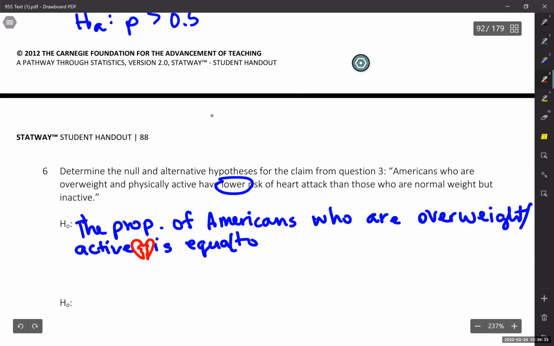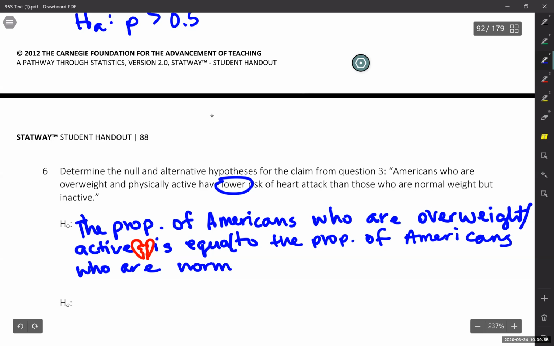Oh, sorry, heart. Is equal to the proportion of Americans who are normal weight but inactive.